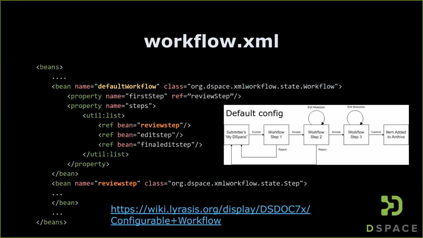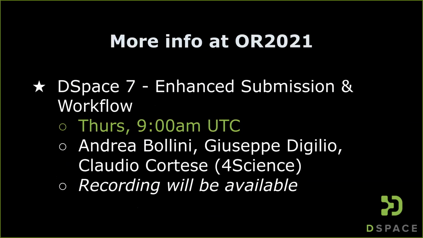So let's move along. This is the basic example of what that looks like. So you see beans here that define a workflow of 3 steps, and they all refer to separate beans. So this is defining that basic 3-step workflow process that you normally see in DSpace. So you have a review step, an edit step, and then a final edit step. And each of those steps are defined also in that same workflow XML file. I haven't given the full example here, but this is all documented and has been documented in that configurable workflow area of the DSpace 7 docs, and even in DSpace 6 and before.